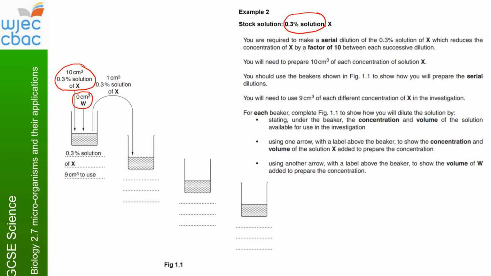We want to make a serial dilution, as we said, by a factor of 10 between each dilution. So we want this one to reduce by a factor of 10, reduce by a factor of 10, reduce by a factor of 10, until this solution is quite a weak solution. Each time we want to prepare 10 cubic centimetres. So whereas previously we had 30 cubic centimetres in our beaker, this time we want 10. You should use the beaker shown to show you how you prepare the serial dilution, and you will need to use 9 cubic centimetres, so it's giving you a clue, of each concentration of X in the investigation.